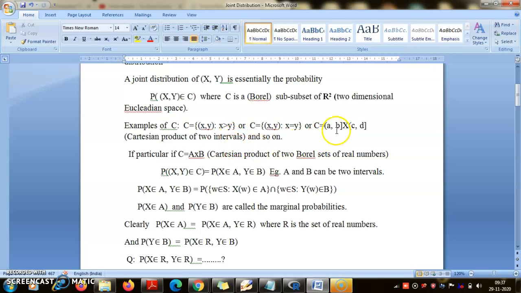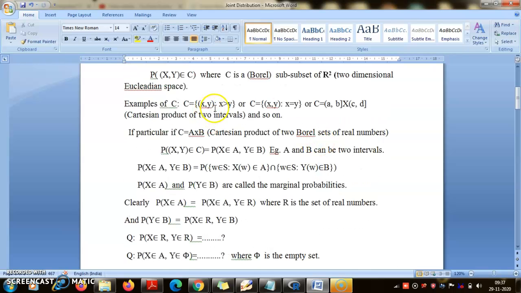And similarly, C could be a Cartesian product of two intervals. So you know what a Cartesian product of two sets is. This will be the collection of points (x, y) where x is between a and b and y is between c and d. So in this way we can have different choices of C.